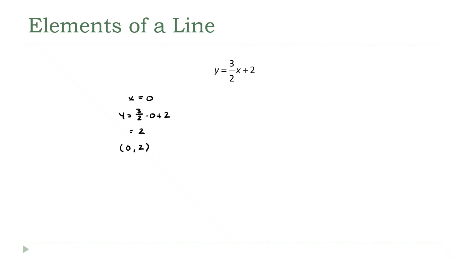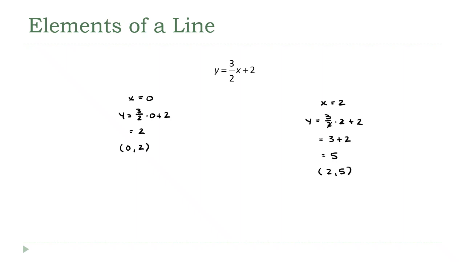Now I need a second one, so I need to pick a second x value. Like I said, I can pick any value I like, and a lot of people would naturally go to 1 as their next number. And that's fine. I'm going to go to 2. The reason I picked 2, just watch, you'll see in just a second. If I put 2 in here, this becomes 3 halves times 2 plus 2. And you see what's going to happen there with that fraction: the 2's are going to cancel. This is just 3 plus 2, which is 5. So my second point is (2, 5).